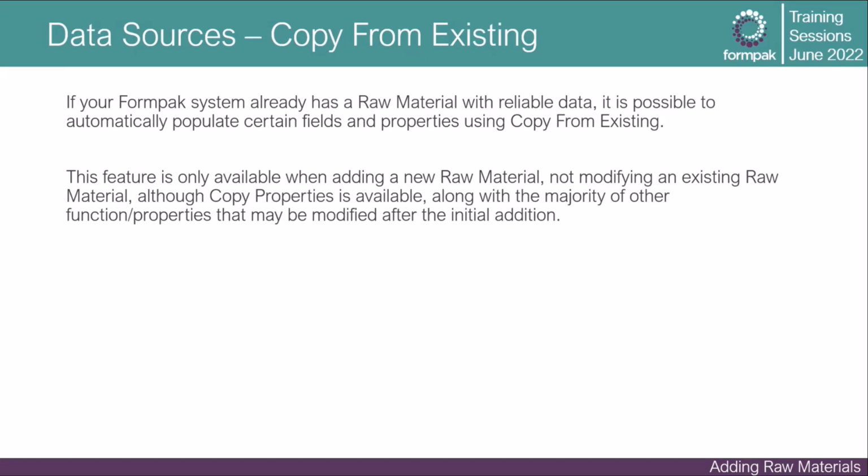Copy from existing. So in Formpak, if you have a raw material already in your system, it's possible to create a new version of it from copy from existing, and this is available when you add a new raw material. It's not possible when modifying an existing raw material. The reasons for doing this could be that maybe you want a different grade of an essential oil or chemical, and so you make two versions and then make slight changes if necessary to the new version.